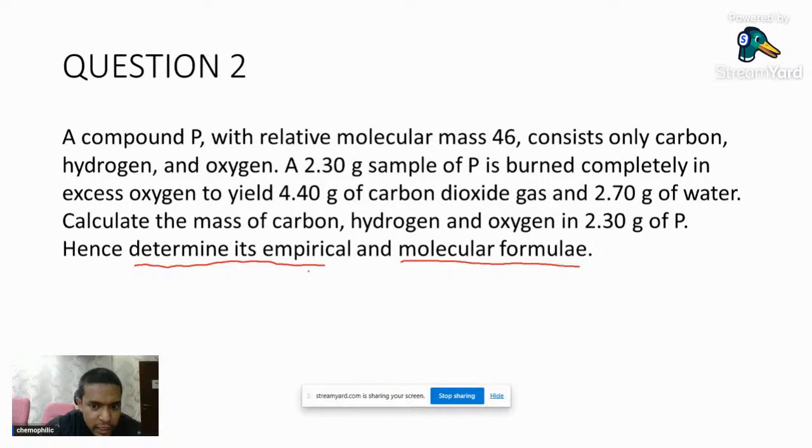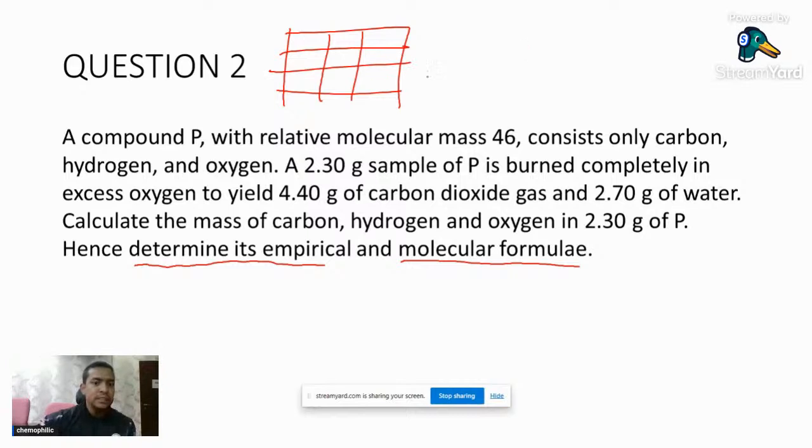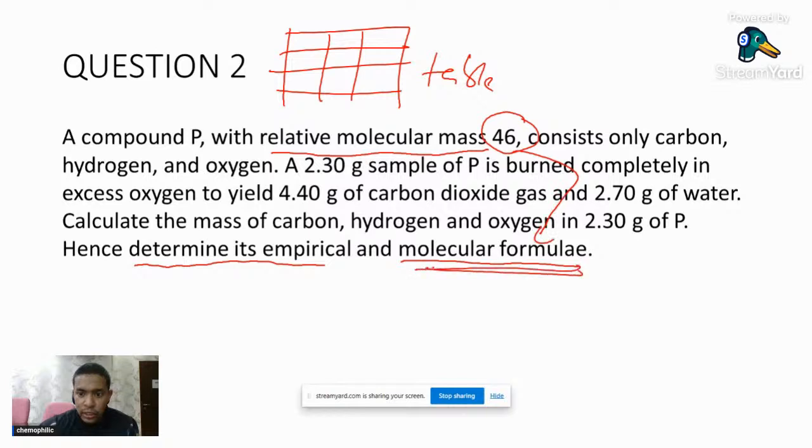So when you see the word empirical and molecular formula, don't forget we must settle everything in a table. Okay, we must have a table. And also we need to know all the information for us to calculate the empirical and molecular formula. So as you can see, they give you a compound P, relative molecular mass 46. So when they give you relative molecular mass, definitely they will ask you to calculate the molecular formula. Because why? This value is for us to calculate what is the n value.